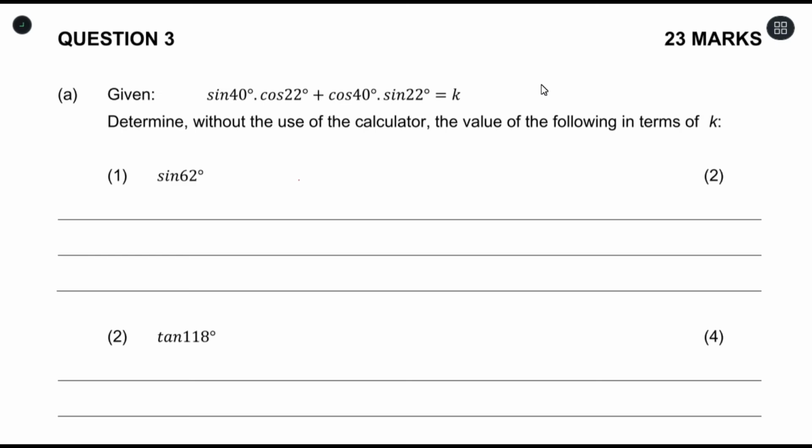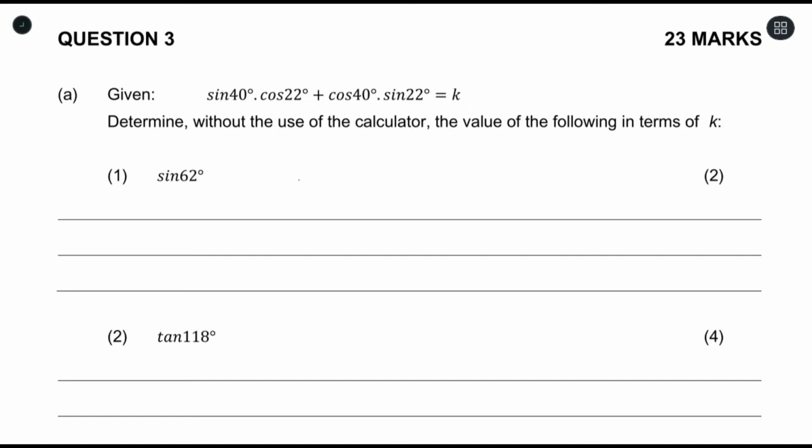Question 3. So now this question says, given that sine 40 cos 22 plus cos 40 sine 22 is equal to k. Determine without the use of the calculator the value of the following in terms of k. Okay, so the first question here says sine 62. We need to find sine 62.